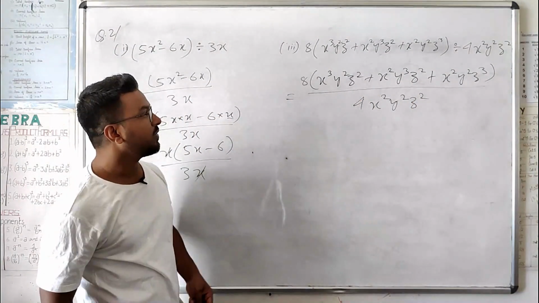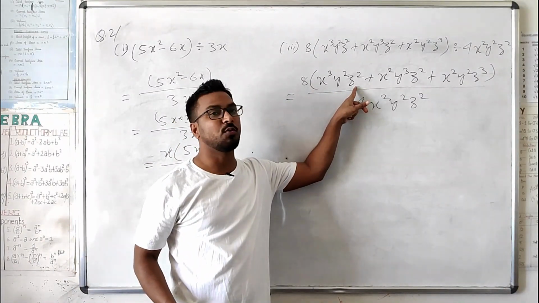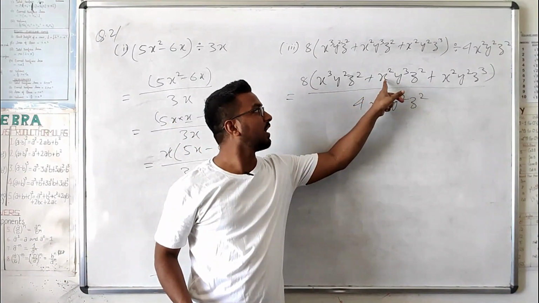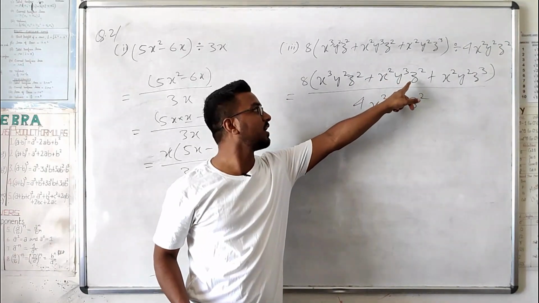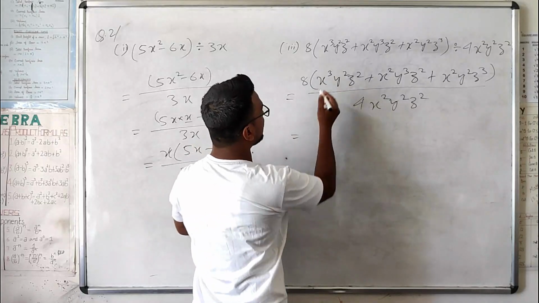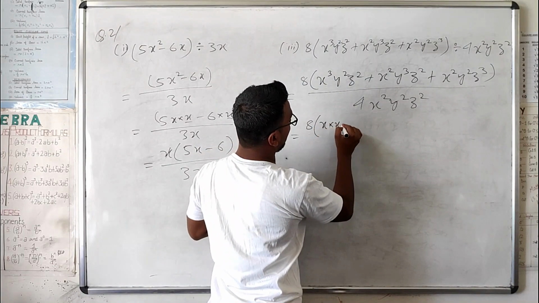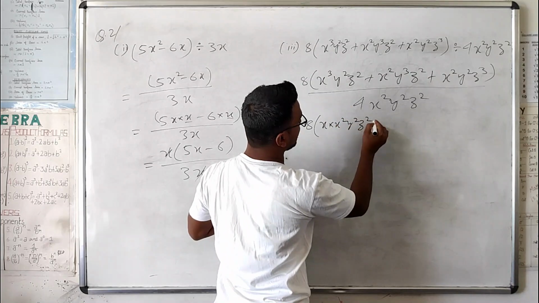Okay, so what is the minimum common factor? x square, y square, z square is common. See, in every case, x square is there, y square is there and z square is there, right? So what you'll do, this one you can write as 8 into x square, y square, z square.